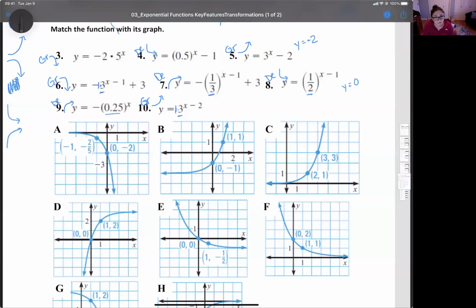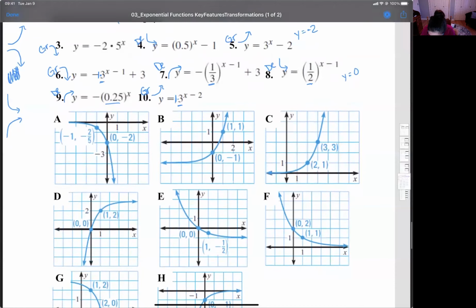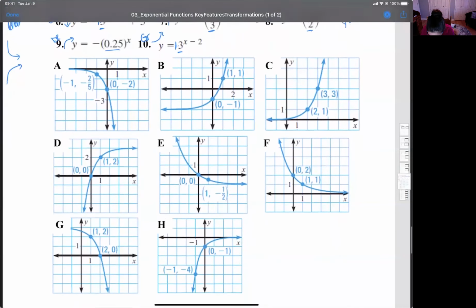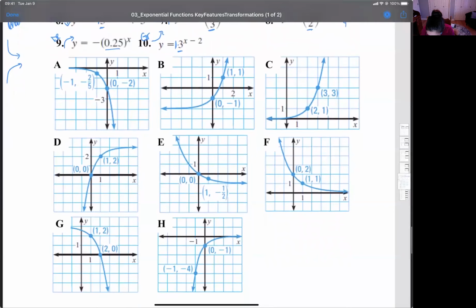So if I know information about the shape of the graph, that should help me kind of narrow these down. So for number 3, I'm looking for a growth function that's flipped. So A matches that shape. A is a possibility. Let's see. G would be a possibility.